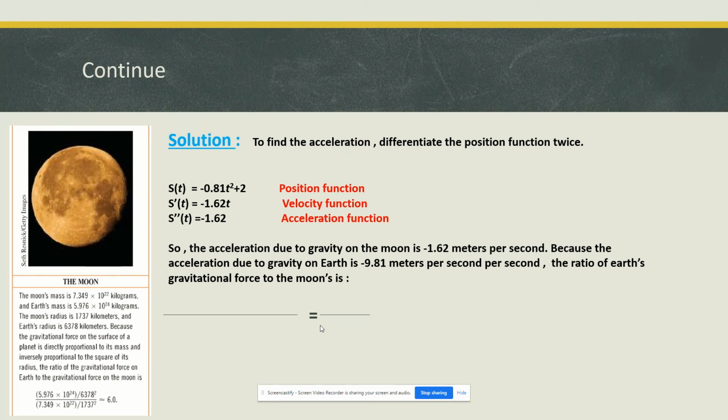Because the acceleration due to gravity on Earth is -9.81 meters per second squared, the ratio of Earth's gravitational force to the moon's is Earth's gravitational force divided by the moon's gravitational force, which is -9.81 over -1.62. And then we get a rounded answer, which is 6.